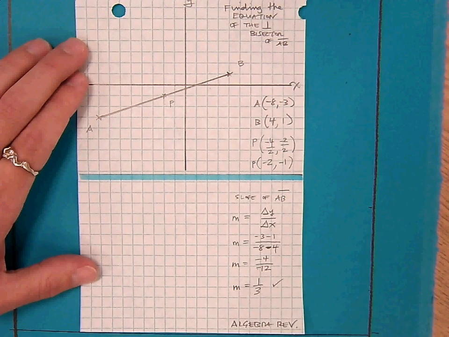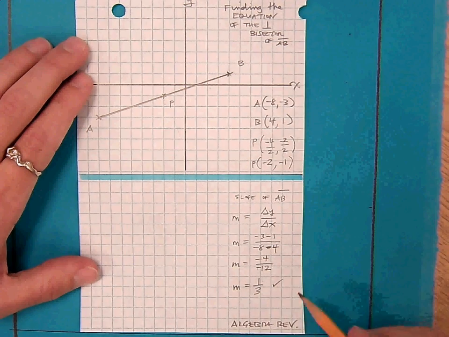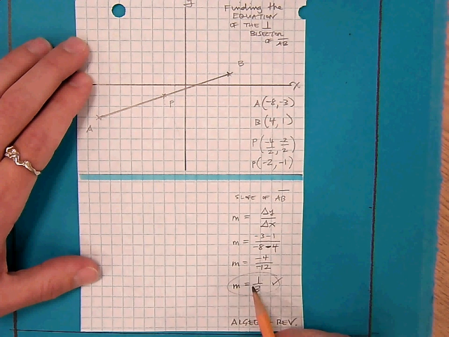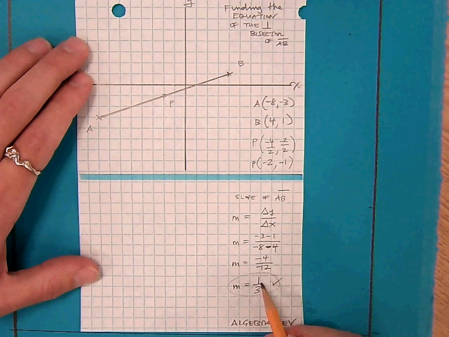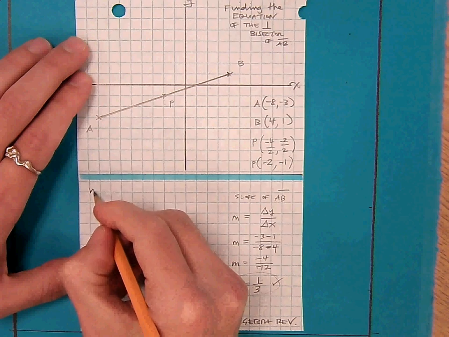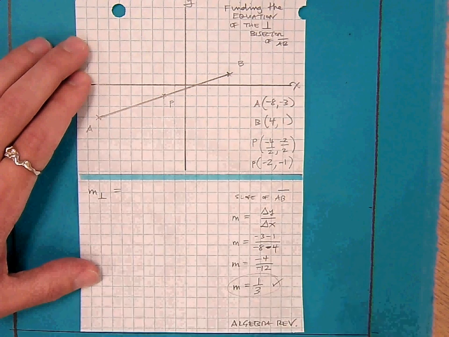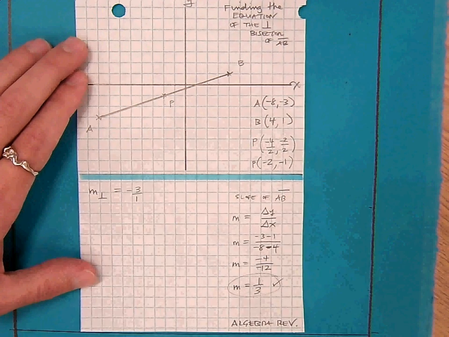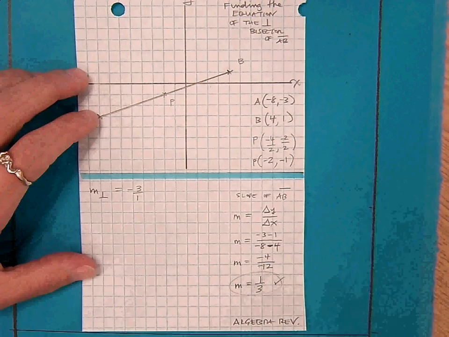Now to do the slope for the perpendicular bisector, you want to calculate what's called the opposite reciprocal. So clearly, with this being positive, the opposite would be negative. The reciprocal is when you flip the numbers. So the slope of our perpendicular bisector would be negative 3 over 1. Let's use that and go find the line. This is how I do it.